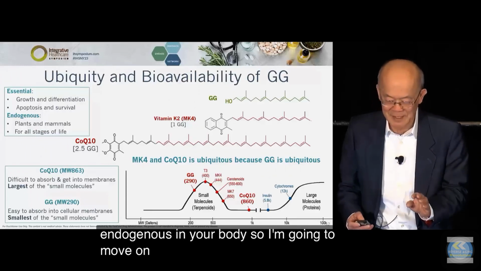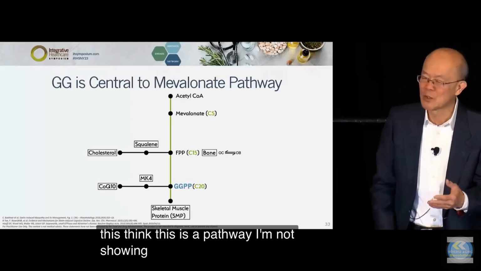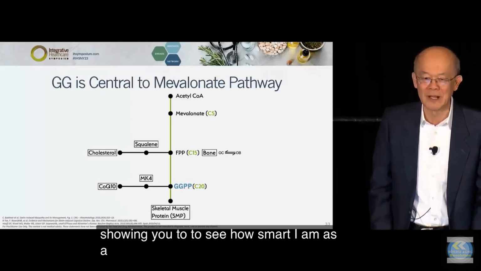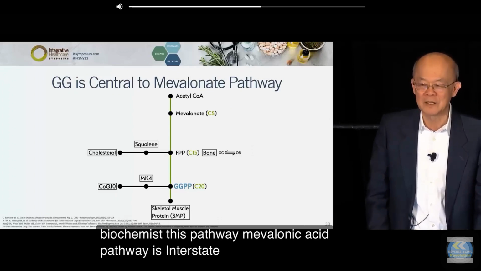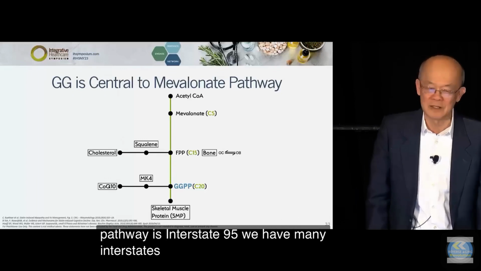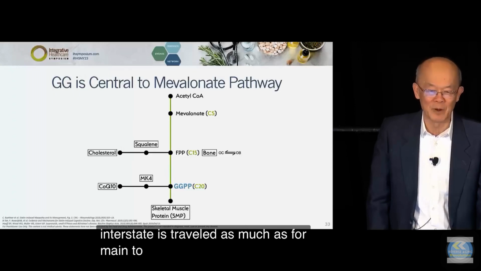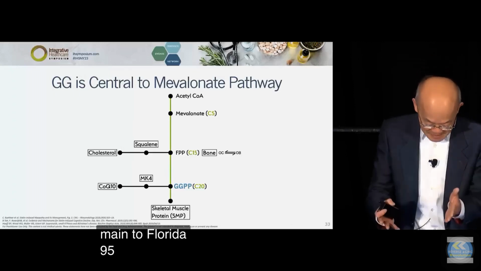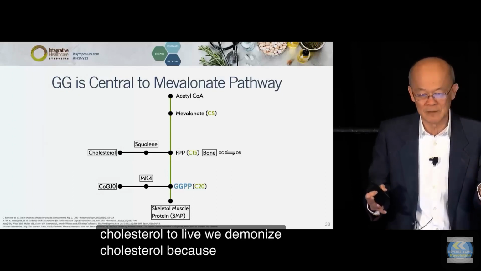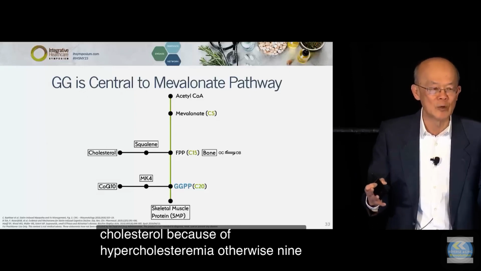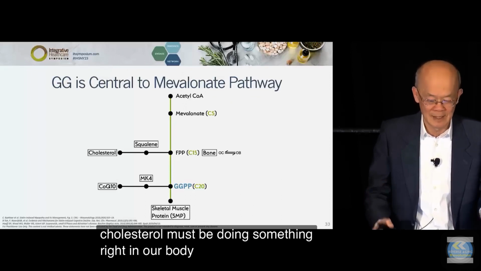So I'm going to move on to this. Think of this as a pathway. I'm not showing you to show how smart I am as a biochemist. This pathway, the mevalonic acid pathway, is Interstate 95. We have many interstates in the country, but no interstate is traveled as much as 95 from Maine to Florida. This is it, because we need cholesterol to live. We demonize cholesterol because of hypercholesterolemia. Otherwise, nine Nobel Prizes have been given for cholesterol. So cholesterol must be doing something right in our body. And this is the highway.